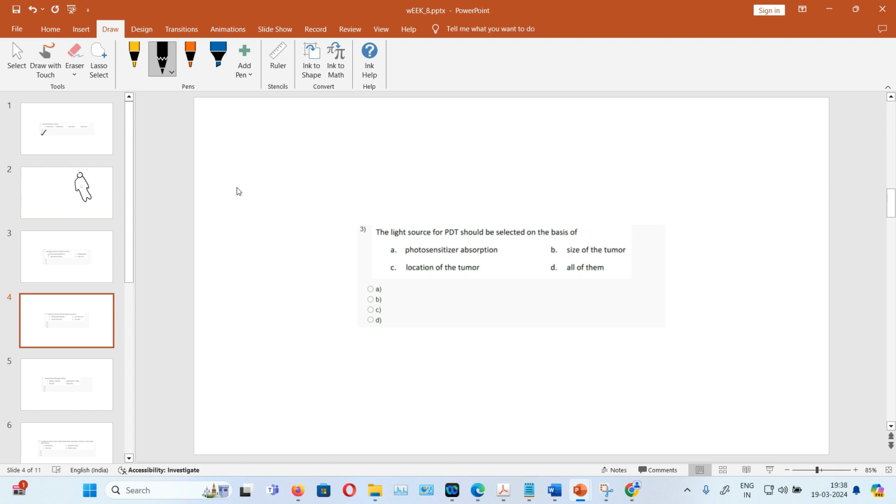So the light source wavelength as well as the absorption wavelength of our photosensitizer should be matched, and only then will proper absorption happen. So photosensitizer absorption is a possible answer.